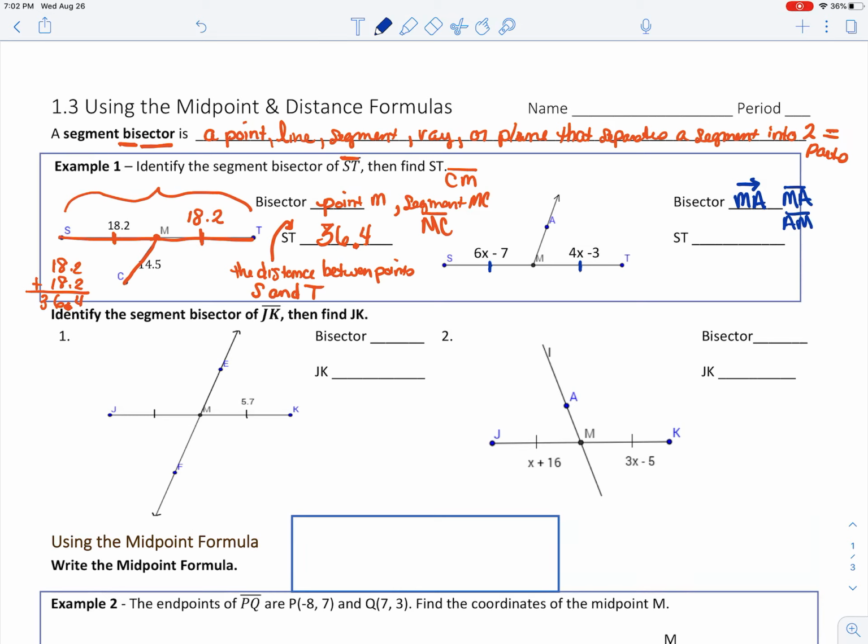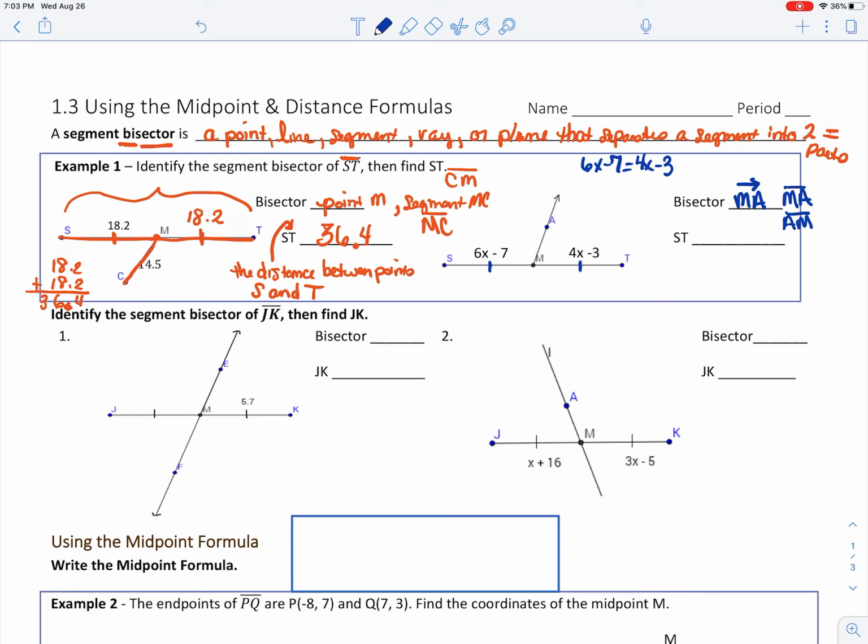But notice we have to use that symbol above it, or we're saying the distance between A and M, and that doesn't make sense, that a bisector could be a distance between something. And then also point M can work as well. So since these 2 segments are congruent or are equal, then that means that the 6x minus 7 has to be equal to the 4x minus 3.